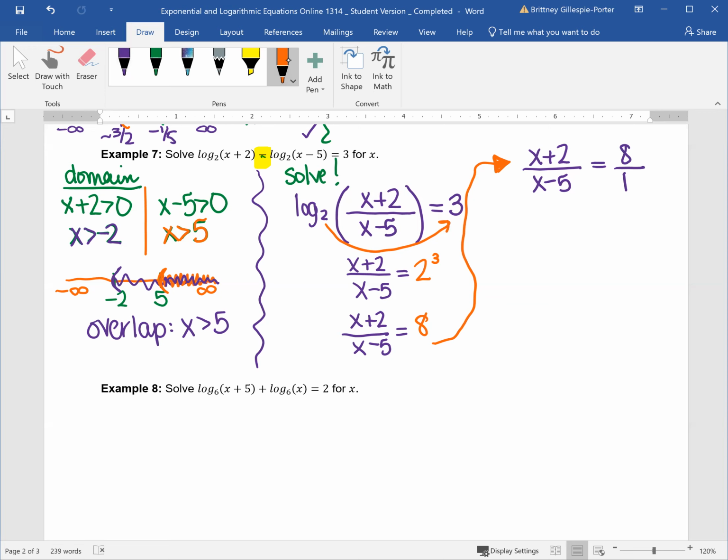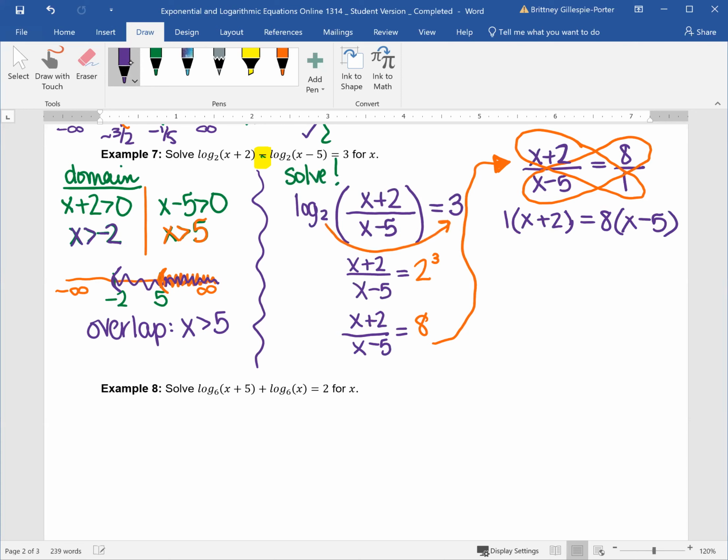a type of math that we haven't done in a while. It's kind of an old friend of ours. Back in the day, we used to call it cross multiplication. Nowadays, students are telling me it's the butterfly method. Either way, you get to multiply the numerator of 1 times the denominator of the other. So we're going to have 1 times x plus 2 equal to 8 times x minus 5.